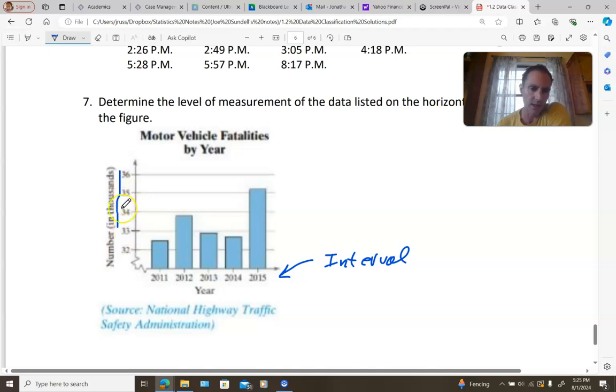Now on the vertical axis here, the data is the number in thousands of actual accidents. Well, we are measuring the number of accidents. That's at the ratio level, because a value of 0 would represent no accidents. And furthermore, if in 1 year you had 40,000 accidents and in another year you had 20,000 accidents, you could say that 1 year had double the number of accidents of the other year. Okay, so you can express that as a ratio. So this is going to be at the ratio level.